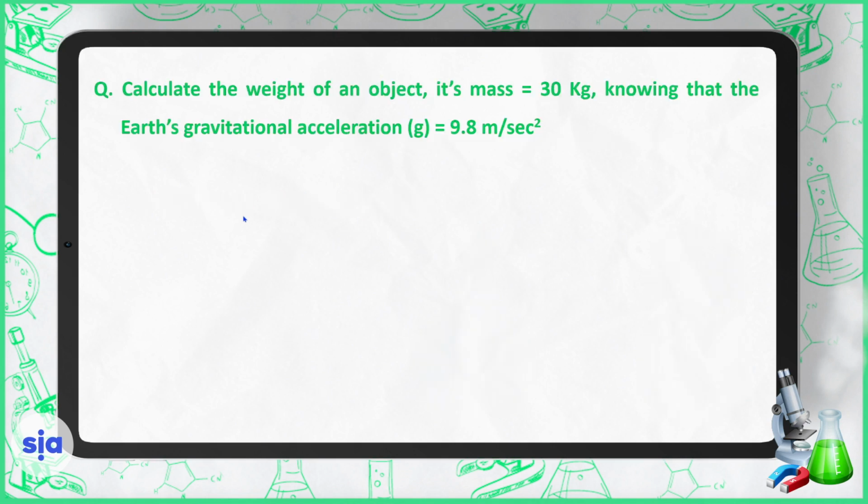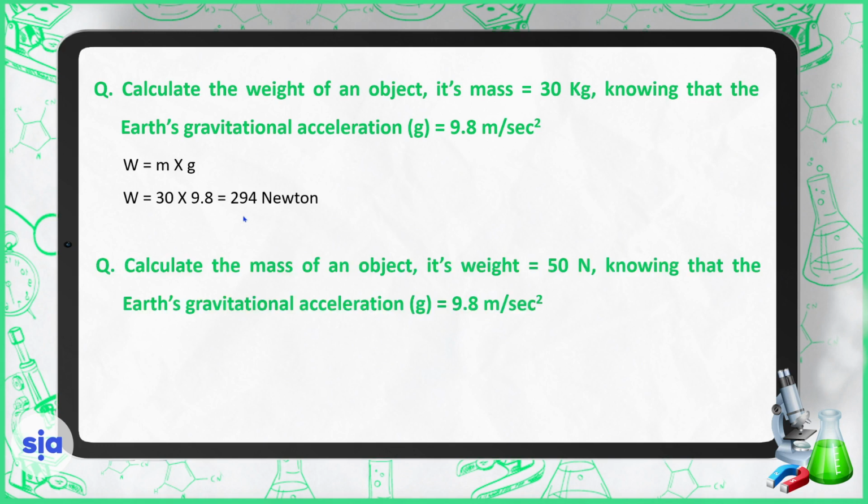Can you calculate the weight of an object whose mass equals 30 kilograms, knowing that the Earth's gravitational acceleration equals 9.8 meters per second square? According to the equation, weight equals mass times gravitational acceleration. So weight will be equal to 30 times 9.8, which is equal to 294 Newton.